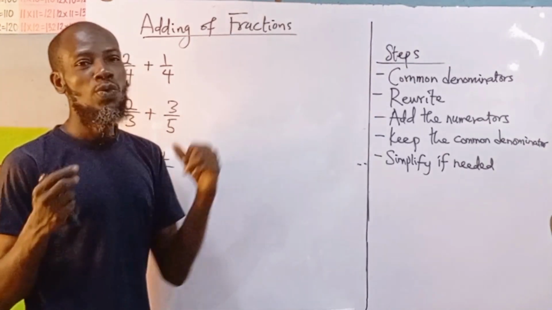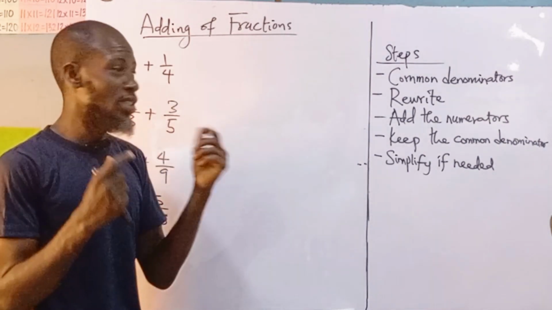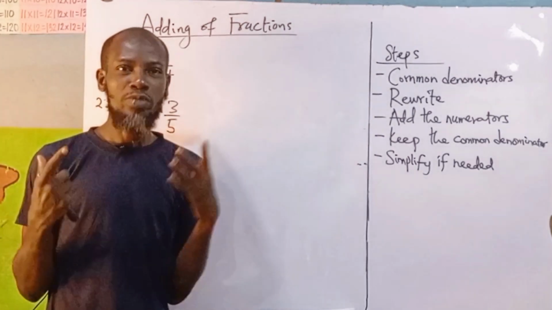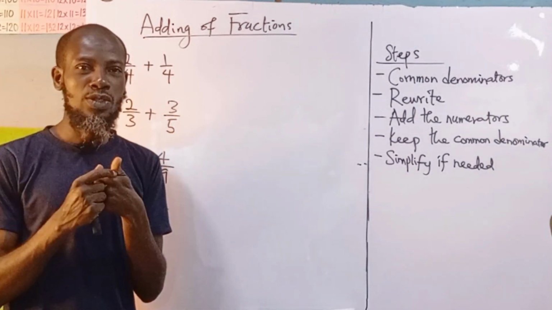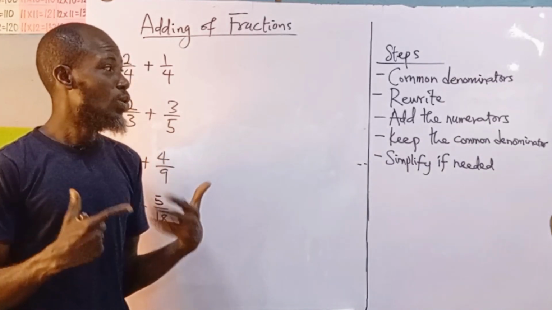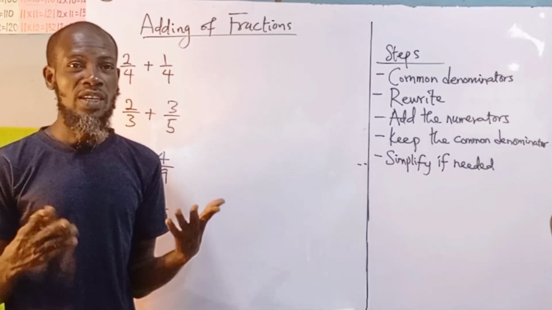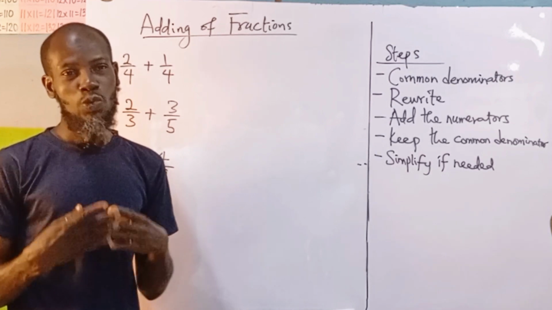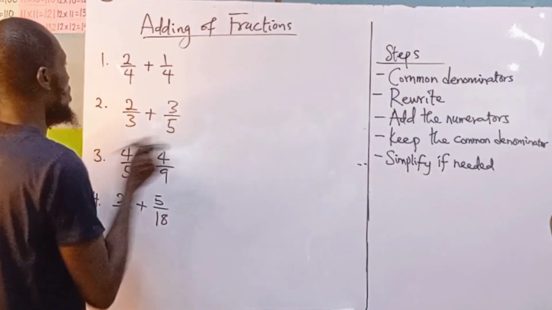Then we rewrite the fractions in terms of their equivalent fractions. The next step is to add the numerators. When you add the numerators, we keep the denominators, and finally, if we need to simplify, we can do that. So let's see what we are going to have in this case.